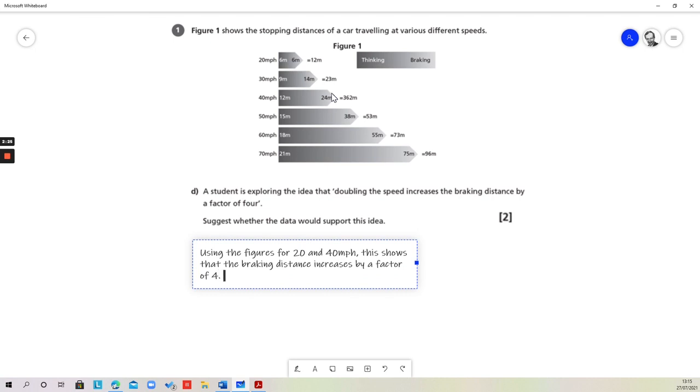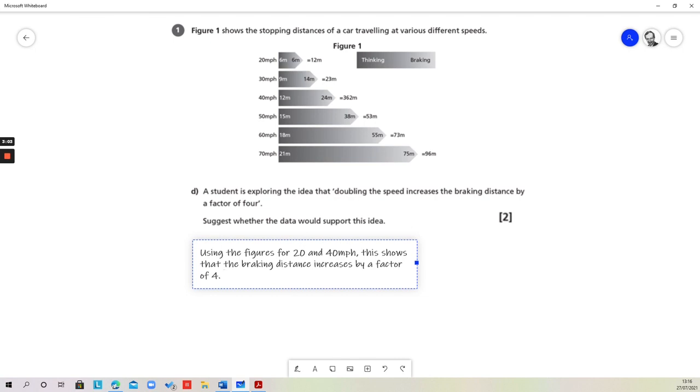However, that doesn't automatically prove that the pattern works throughout. So let's see if we can pick out another set of data. Having done 20 to 40, another set that we could use is 30 to 60, because if the car was travelling at 30 and it now doubles that to 60, let's see what the effect is on the braking distance. At 30 miles an hour, the braking distance is 14 metres. At 60 miles an hour, it's 55 metres. Now, 4 times 14 is 56, so it's not exactly 4 times, but it's very close.